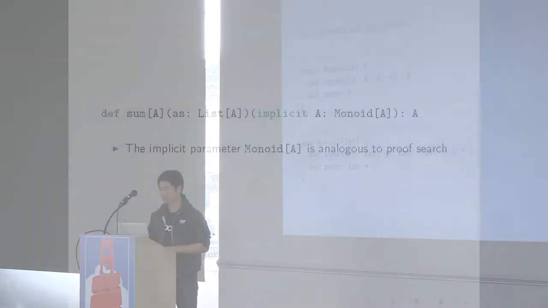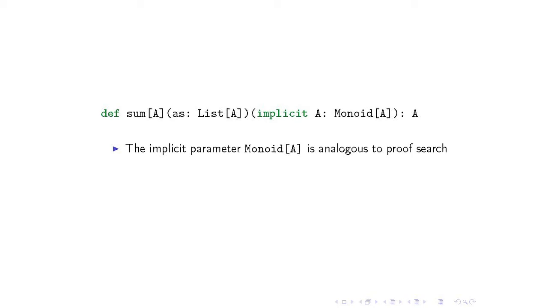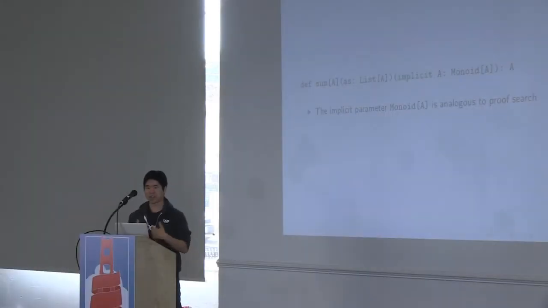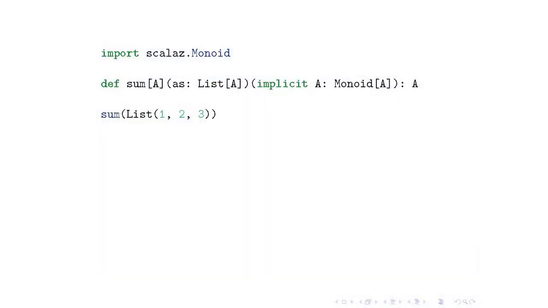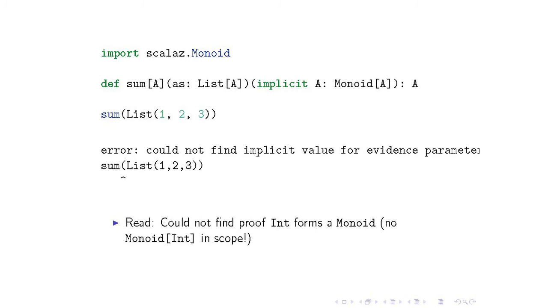So in our sum function, when we call sum with, say, a list of integers, when the compiler goes to do the implicit search to look for something of monoid int, you can think of it as proof search. So in using Scalaz, if I just call sum of list of int with just the Scalaz monoid import, it will give you "could not find implicit value." And you can sort of think of this as: I couldn't find proof that int forms a monoid, right? There's no implicit value of monoid int in scope.